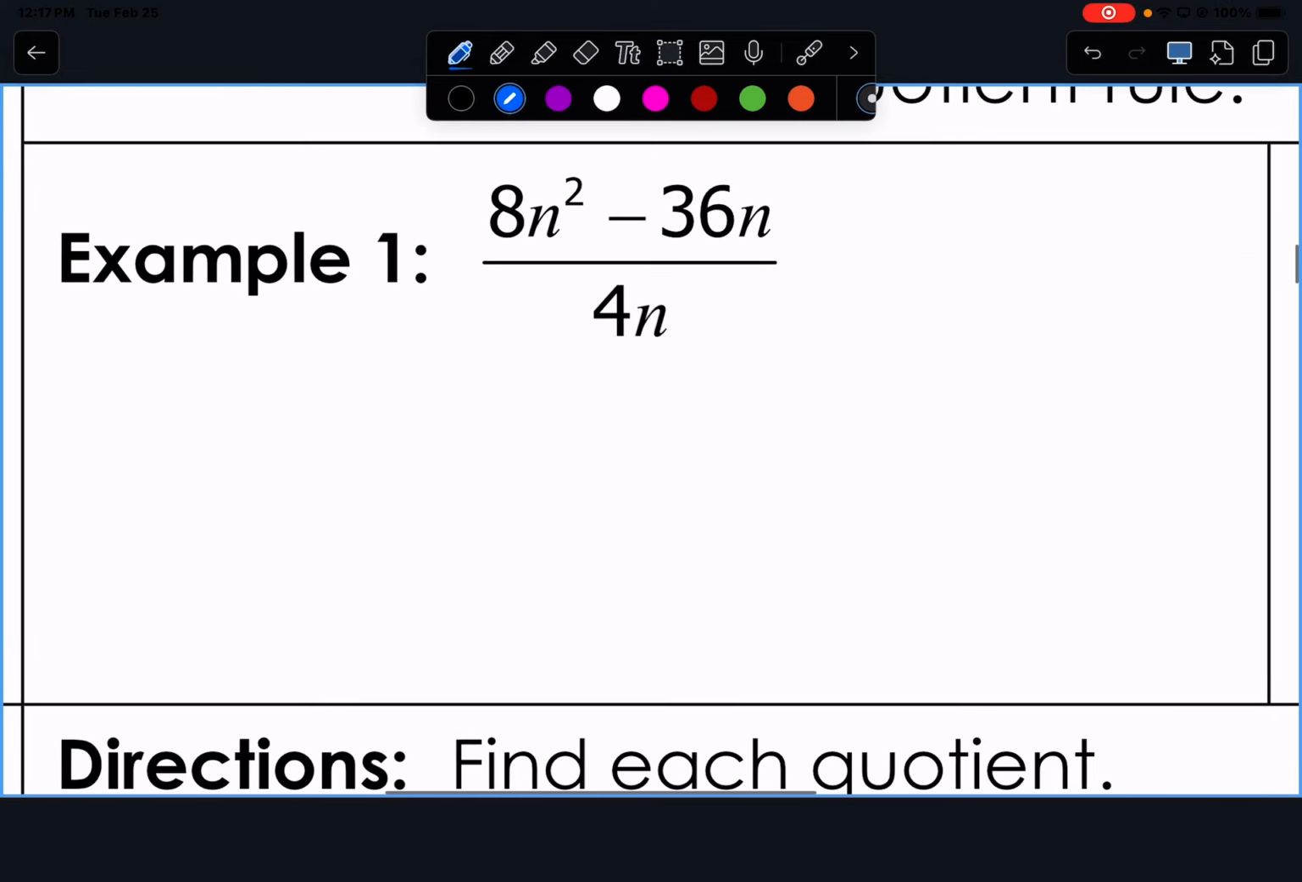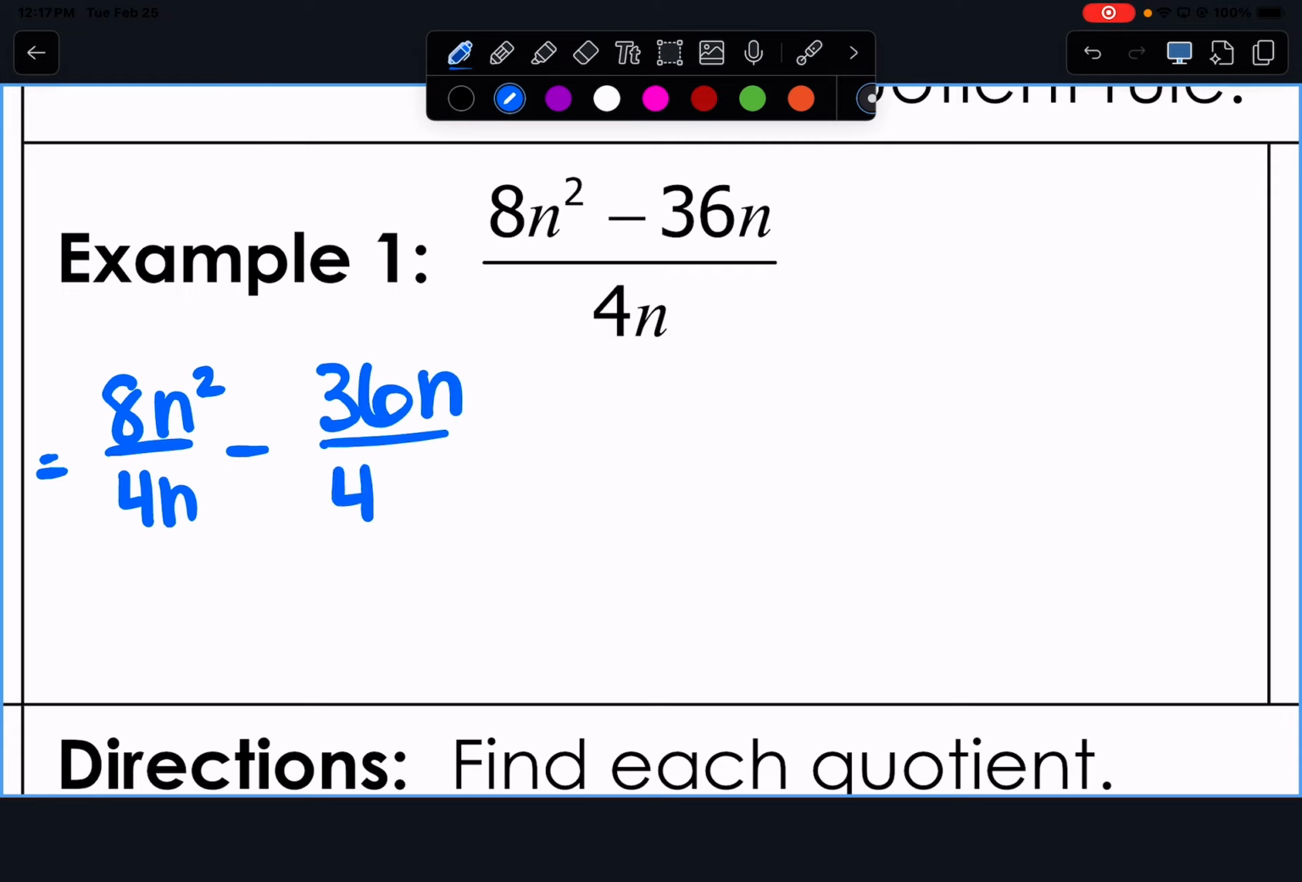So for example 1, all we have to do is take the first part and do 8n squared divided by 4n. And then we're going to do minus 36n divided by 4n. Each term just gets divided by the denominator.